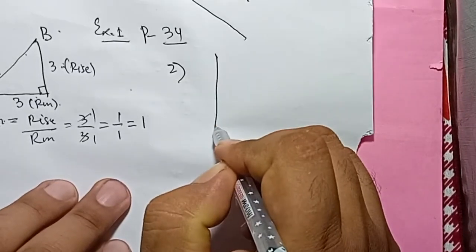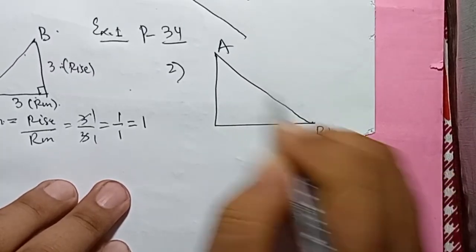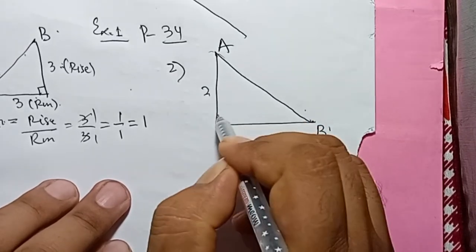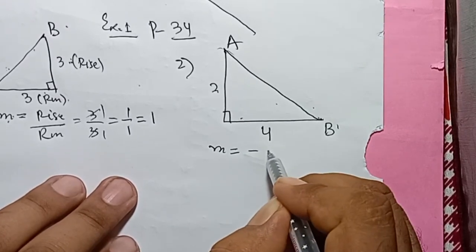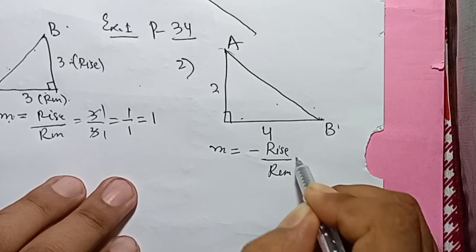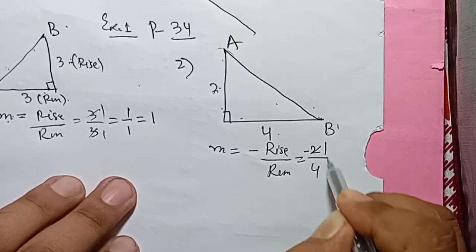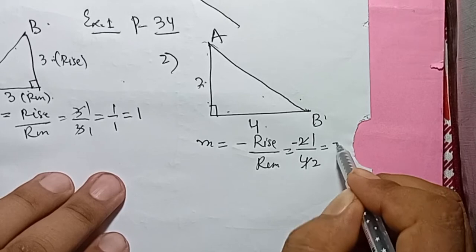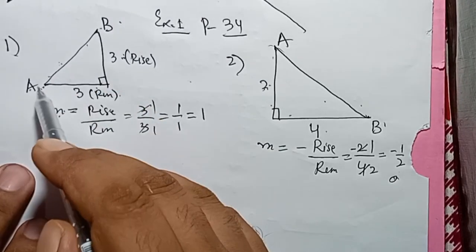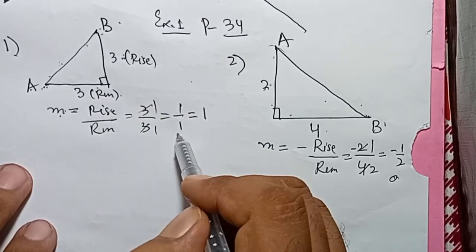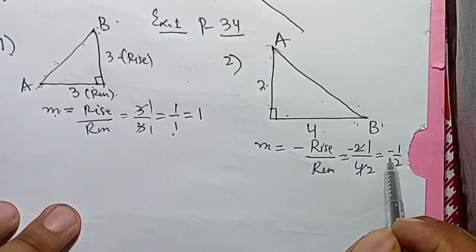Second, you can see the triangle, the shape is in this form, and now it is going from A to B in this direction. Here you should understand, when it is in this direction, the gradient will be negative. So minus rise by run. Rise is 2, so minus 2, and run is 4. Cancelling, minus 1 by 2 is the gradient here. If I am going from A to B from down to upward, it is a positive gradient. If I am coming from up to down, the gradient is negative.